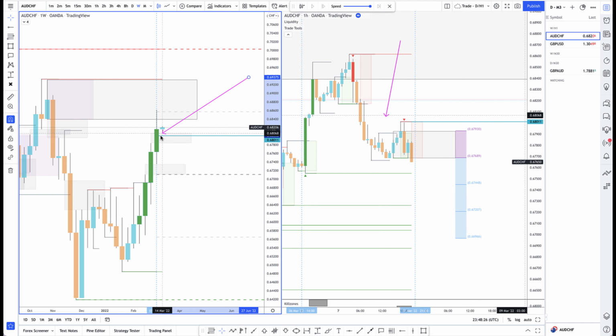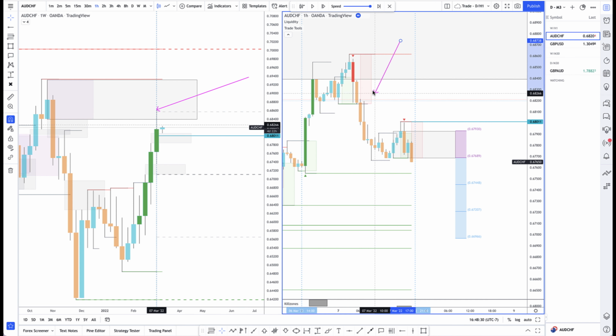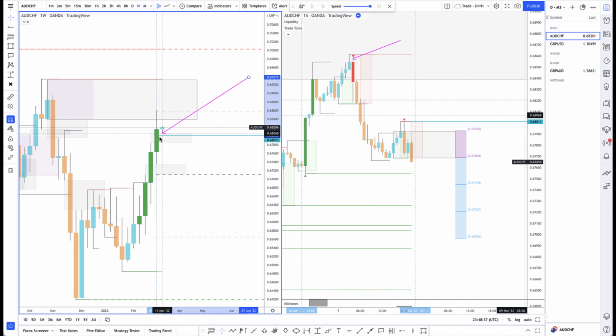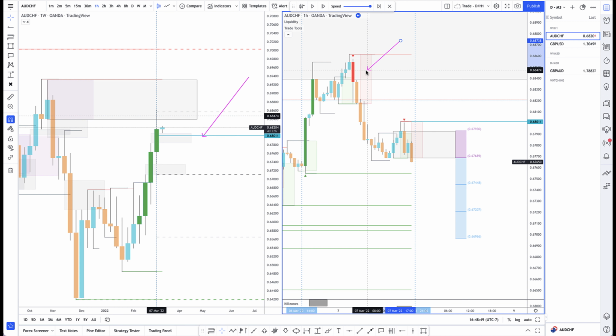You can see that the rejection started up here. So this rejection started up here, which is the most premium part to take the trade from. But I took this trade from over here where this blue line is. So not the best area, but nevertheless, since I didn't take the first trade, I didn't take this signal. So obviously this was the next best place for me to get in.